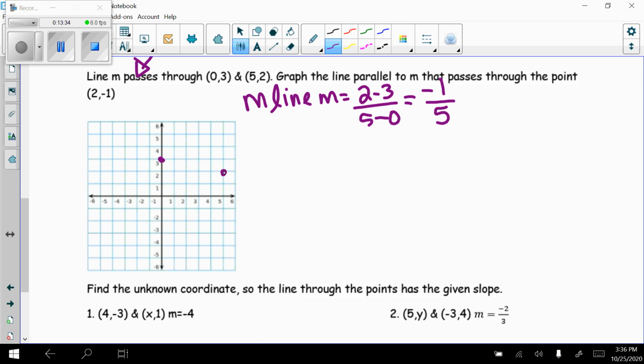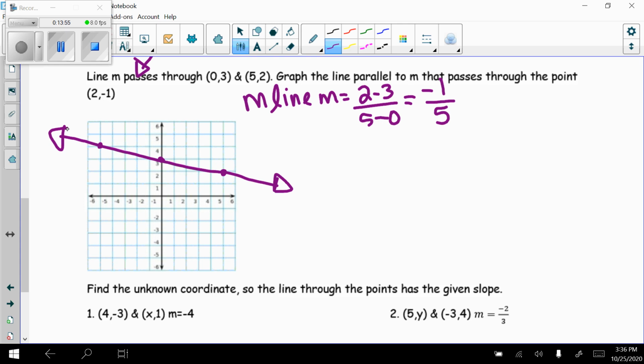Remember that if I wanted to go the opposite direction, go back to my original point, (0, 3), I could go up 1 and left 5. So those are the points that are going to make up this line. So draw a line through those points. Again, giving arrows at both ends to show that it is in fact a line.